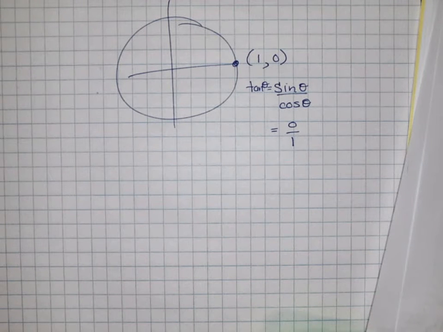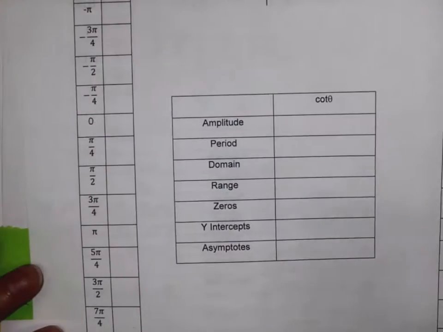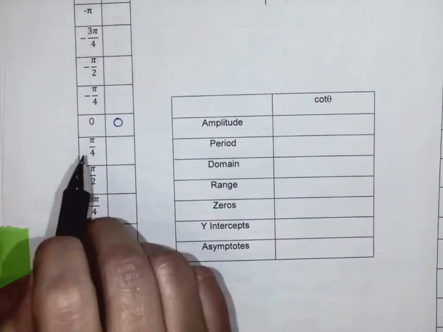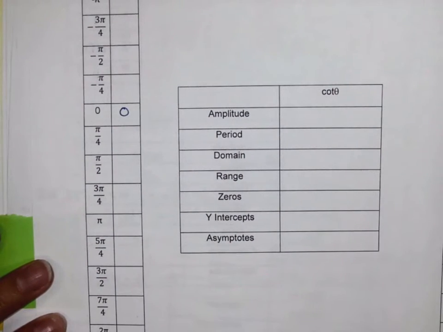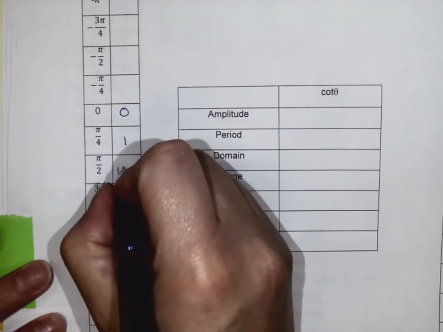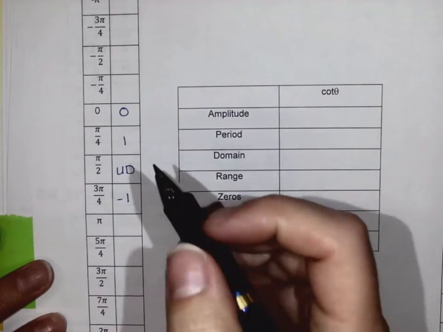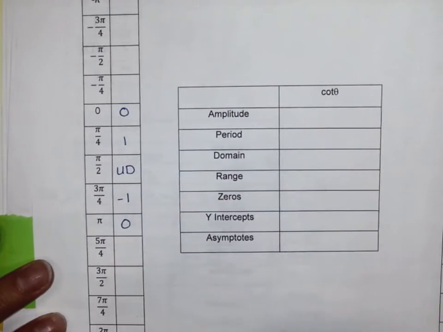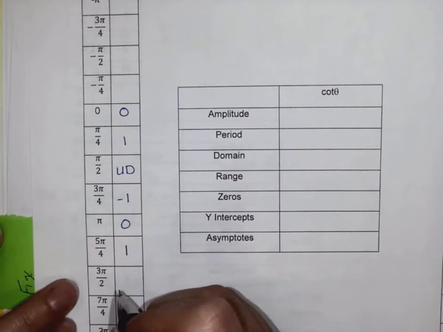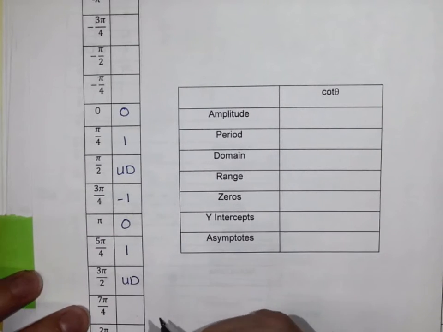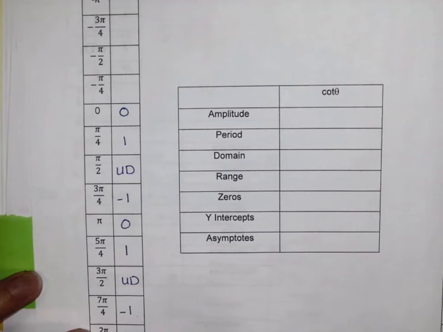Okay, you need to know how to calculate it if you can't memorize it. That's the most important thing. It's okay if you don't memorize it. I'm not great at memorizing, but you need to know how to calculate it. Okay, so if we know that that is 0, what's pi over 4? 1. Pi over 2? Undefined. Once you get the pattern going, you catch it, right? And so pi is going to be 0. 5 pi over 4, 1. 3 pi over 2, undefined. 7 pi over 4, 1. 2 pi, 0.